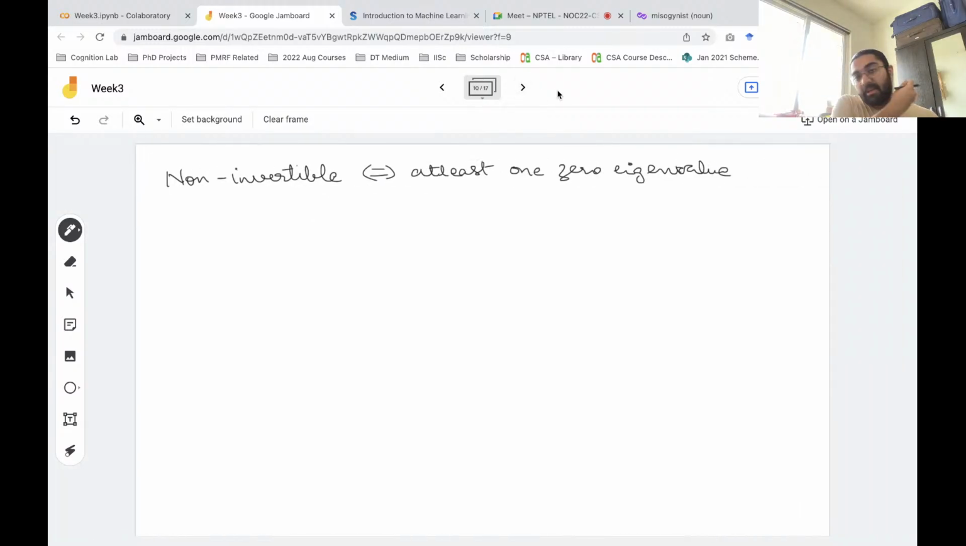Then, the next question: if I have a non-invertible matrix, this implies that there is at least one zero eigenvalue, and vice versa. So if you want to go from here to here, what does that mean? If A is non-invertible, this means that the rank of A is not full, or A is not full rank.